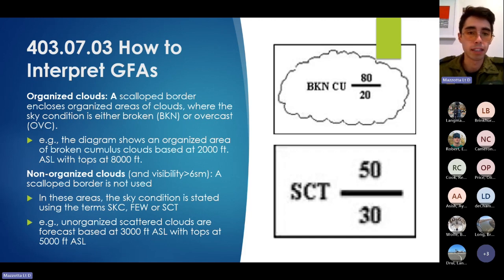So you can see that they've got that scallop border going all around a certain area, which basically is indicating a ceiling. And then it's going to tell you the type of cloud. So you've got broken cumulus with the top of the cloud at 8,000 feet and the bottom of the cloud at 2,000 feet. Again, above sea level.